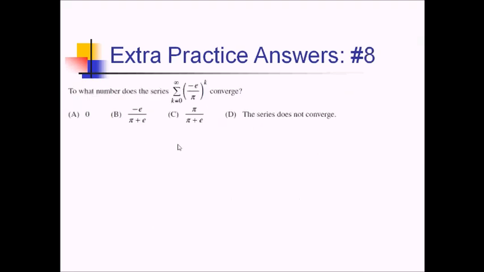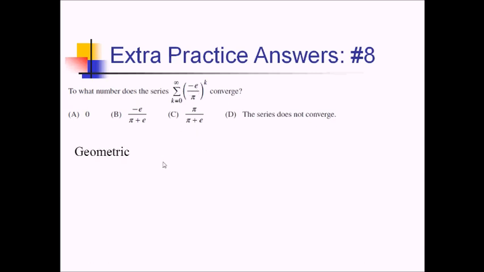On this problem, we want to know to what number this infinite series converges, and does not converge is an option, so we need to take that into account. So let's see if this converges at all. This is a geometric series. We have repeated multiplication of negative e over pi.